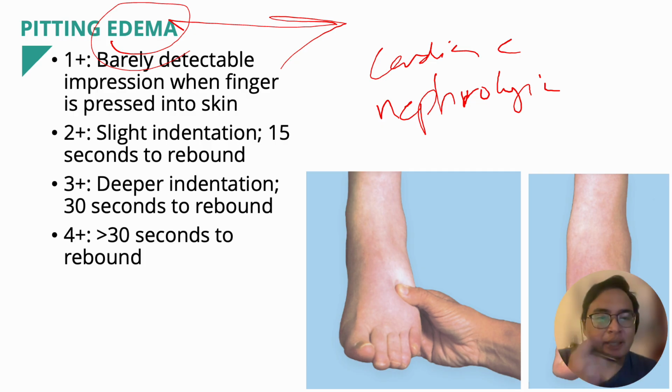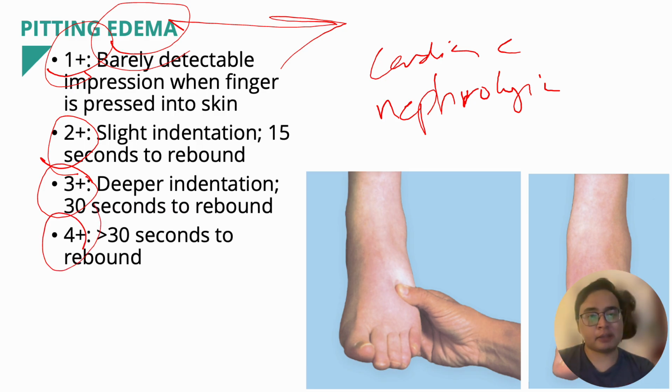You're going to press on it, and you're going to check whether it rebounds. If there's any barely detectable impression when the finger is pressed into the skin, then it's 1+. If there's a slight indentation taking around 15 seconds to rebound, it's 2+. If it's deeper and takes longer to rebound, around 30, it's 3+. And if it takes more than 30 seconds, it's going to be 4+.